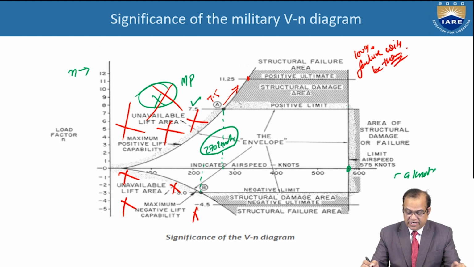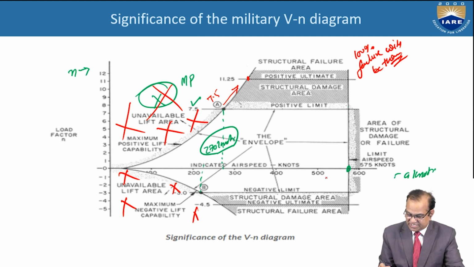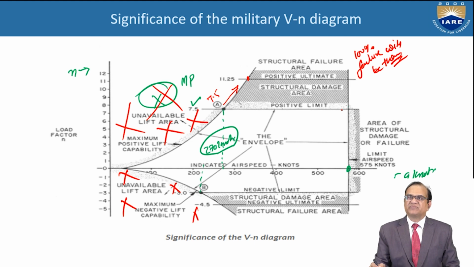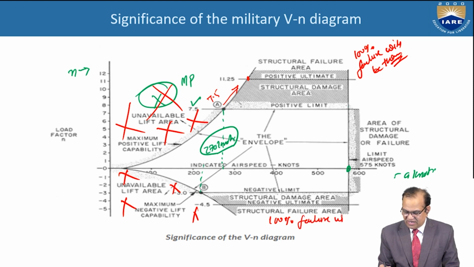For the positive, it is 11.25 for a particular aircraft, and the velocity of maximum for this is somewhere 580, 590 knots. Limit airspeed is 575 knots. Area of structural damage will take place here. Positive ultimate strength, in this structural damage area, this is the positive limit. Same way, if you see here, the negative limit is -3. This zone is the structural damage area, negative ultimate, structural failure area, 100% failure will occur.